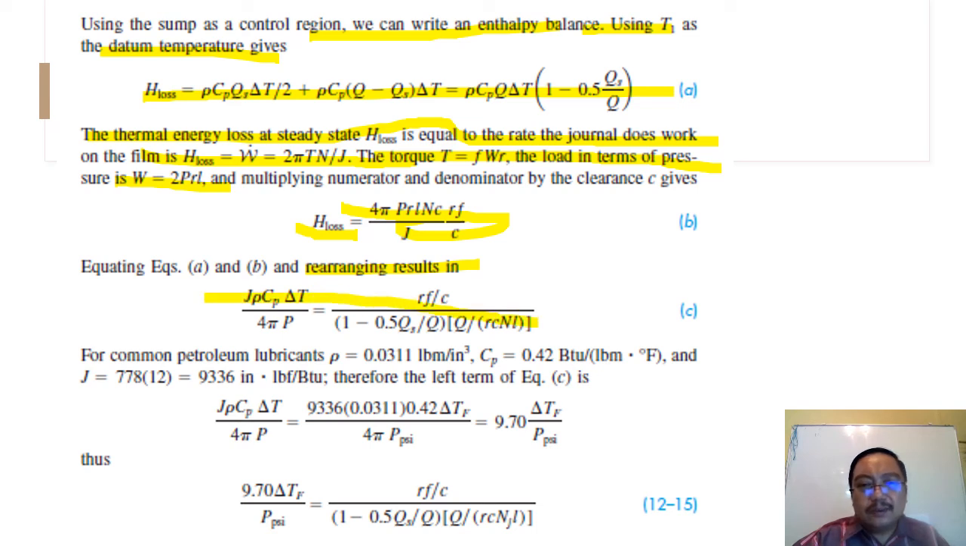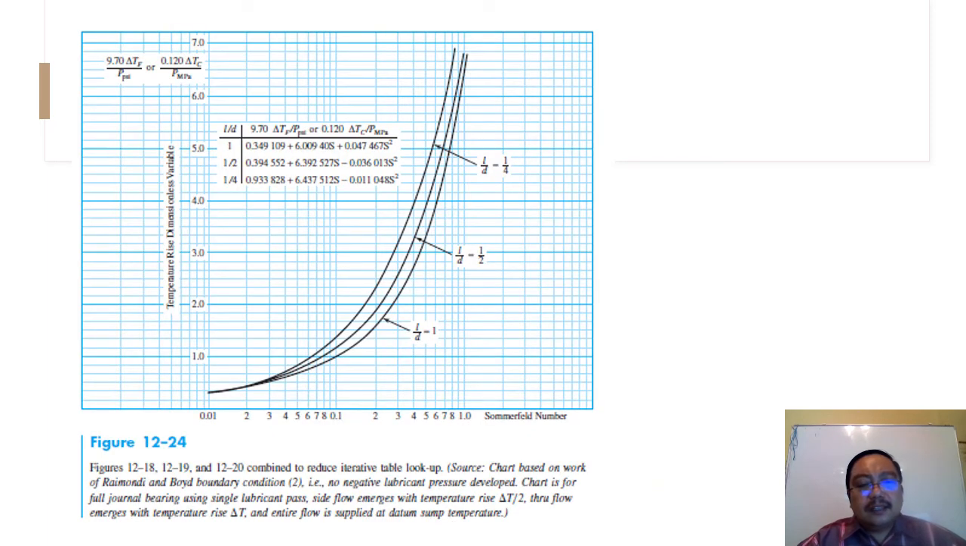You can know this equation to see that the common petroleum lubricants are like this. Density is this, C P is this, and then J is this. And then you get 9.7 temperature range over the pressure in PSI. Or you can eventually derive all this and get it from equation 12.15 like this. And this is figure 12.24.